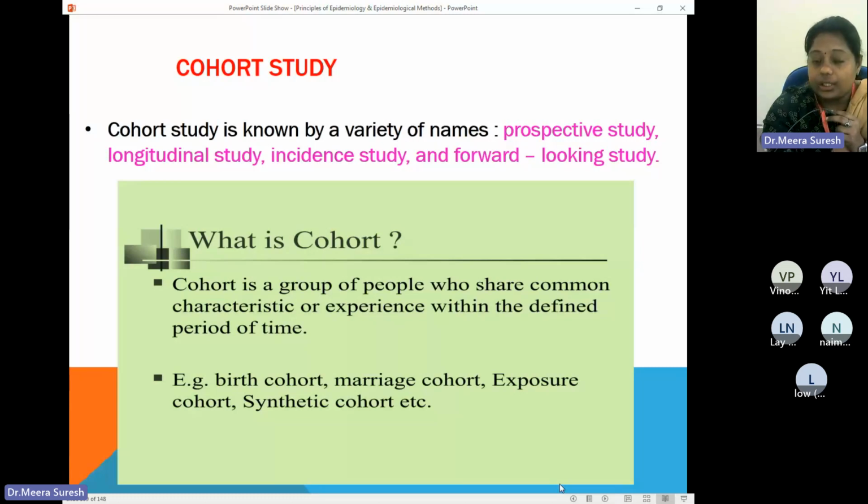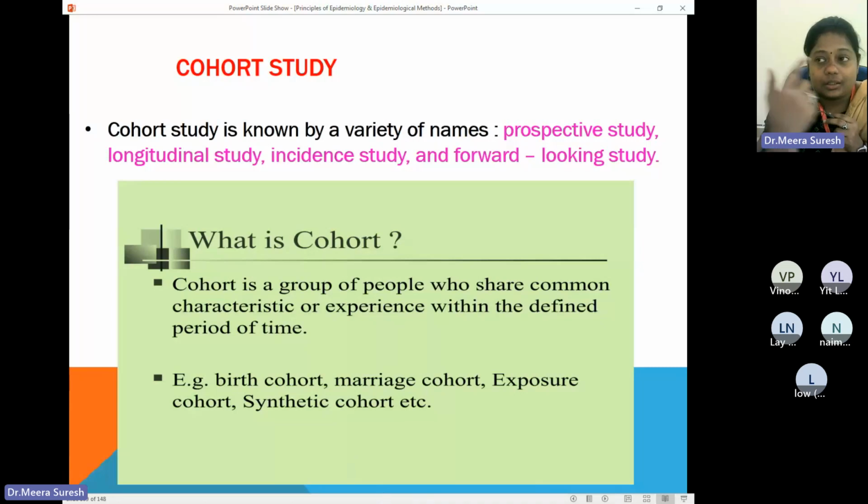So what is a cohort? This was once asked as an MCQ. It is a group of people who have some common characteristic, whatever we consider to study. For example, your batch is a cohort, the cohort of BHMS students of September 2020. That is the time when you joined. So your batch is actually a cohort.